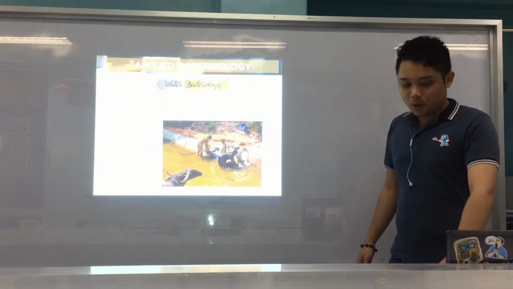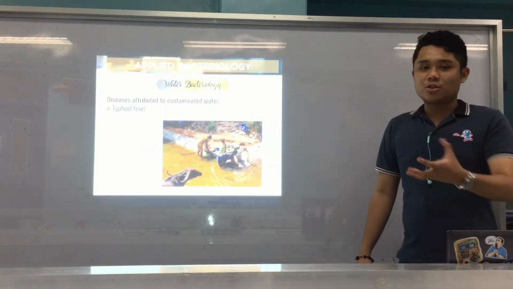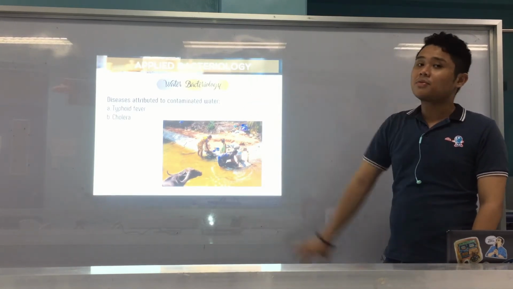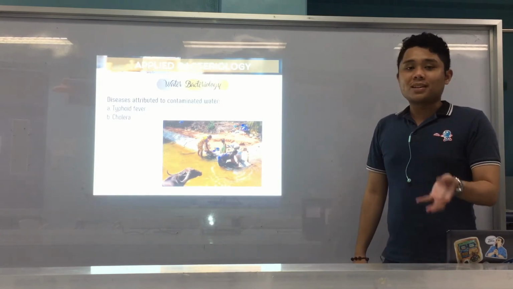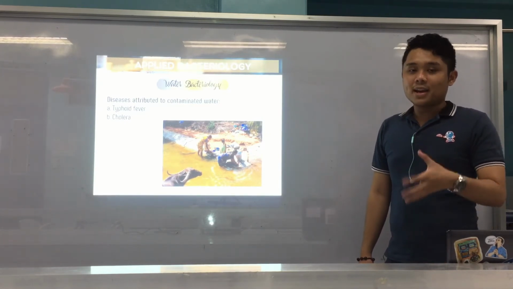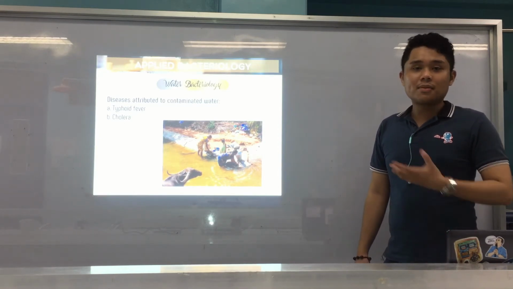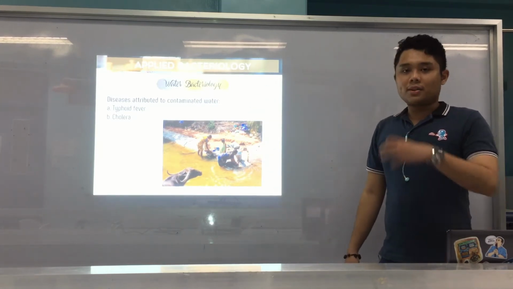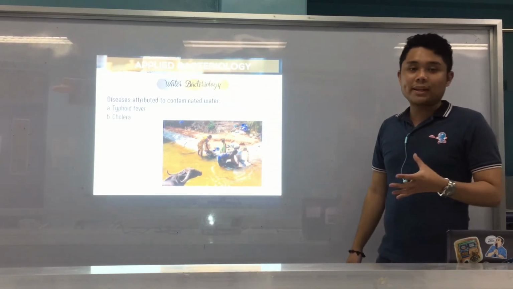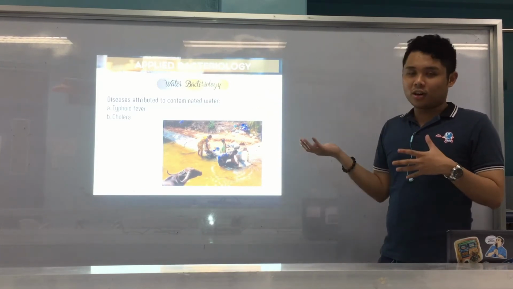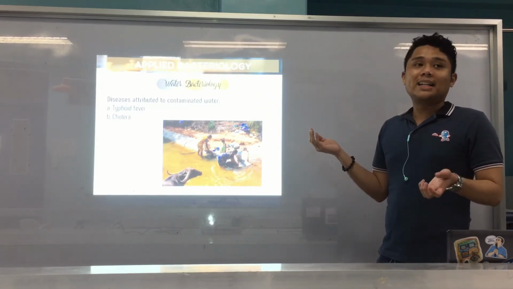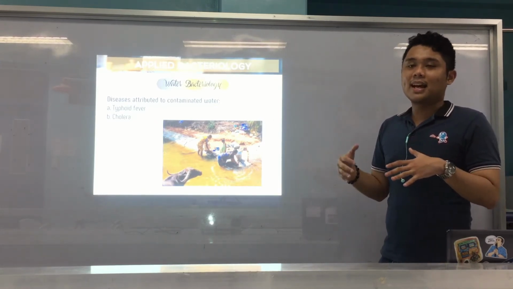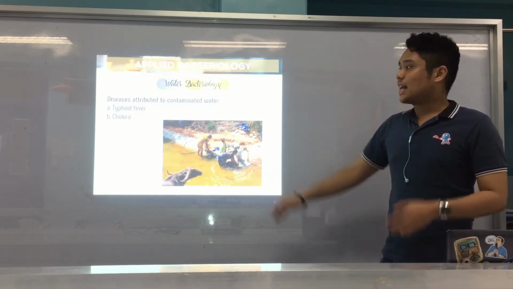Now, what are some diseases that may be attributed to contaminated water? First is typhoid fever, and second is cholera. These are just some of the diseases. If you recall in your parasitology, there are other parasites that you may get from contaminated water, like Giardia, the amoeba, and others. For bacterial infections, what we get from contaminated water are usually typhoid fever, caused by Salmonella enterica typhi, and cholera, caused by Vibrio cholerae. Among others, these are diseases that can be acquired from contaminated water.